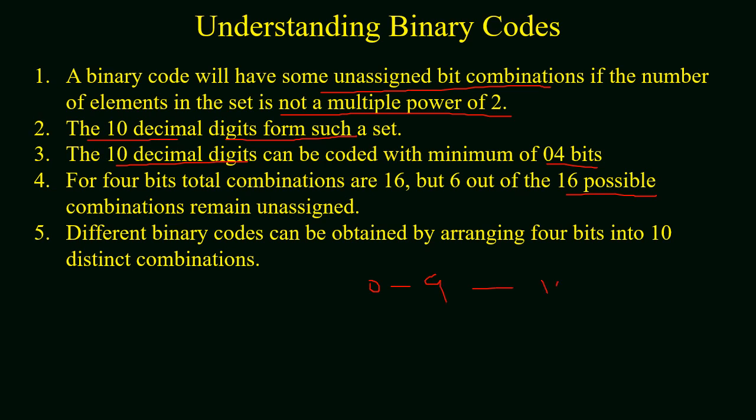Now we can also achieve different binary codes by arranging the 4 bits into 10 distinct combinations. And these 10 distinct combinations can be used for the 10 decimal digits or any discrete set of information.